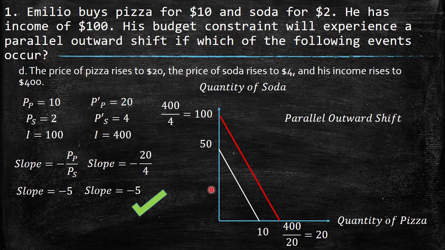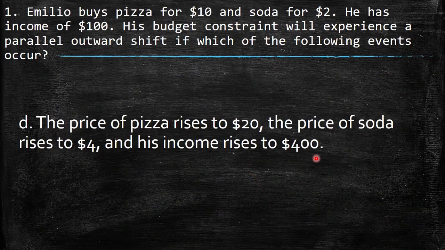We see here the situation where the prices change proportionally, because they were both doubled, and at the same time we see an increase of the income, right? So besides the increase of the price, it was compensated with four times the income, which makes it a parallel outward shift. Then this should be the answer.